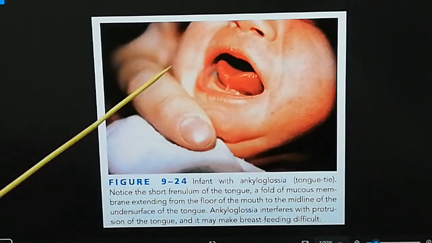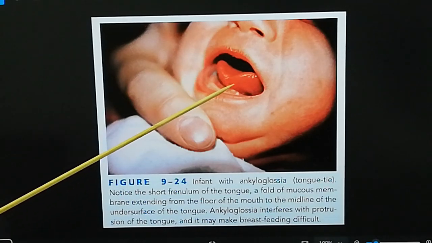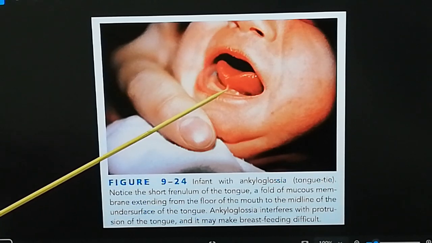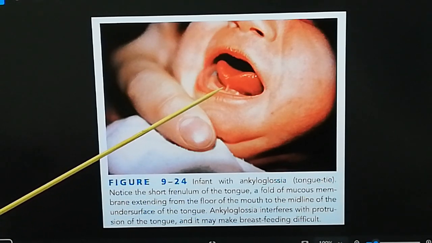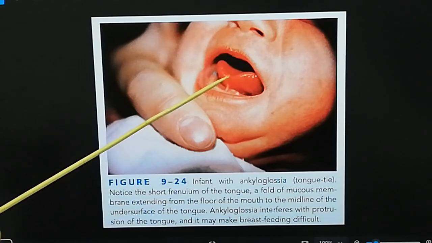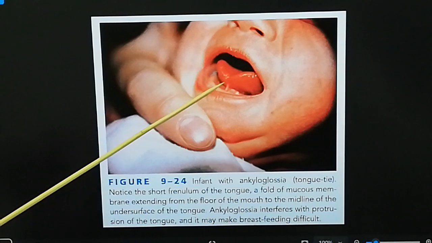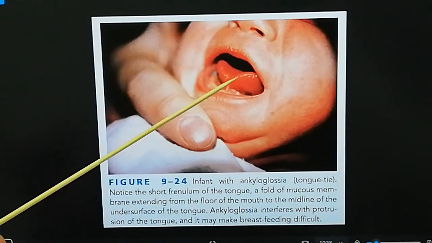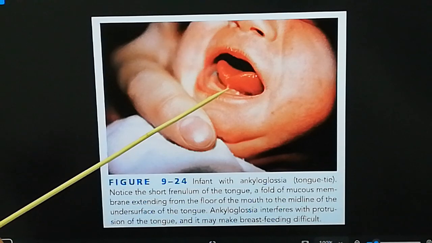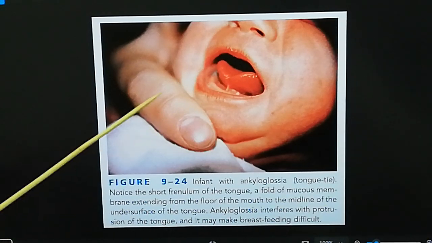Regarding the clinical application, you can see that this neonate has the tip of the tongue tied to the floor through a thin frenulum and is unable to suck milk, and while weeping is unable to protrude the tongue. So the mother is very much worried about her baby. This condition is called tongue tie, or you label it as ankyloglossia.